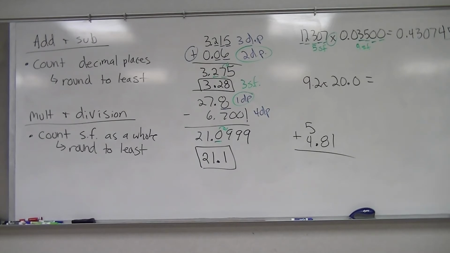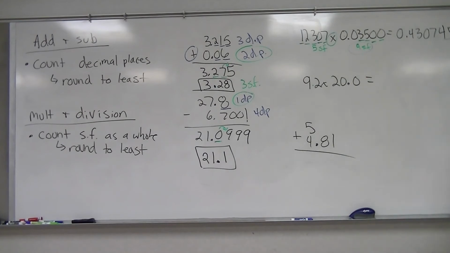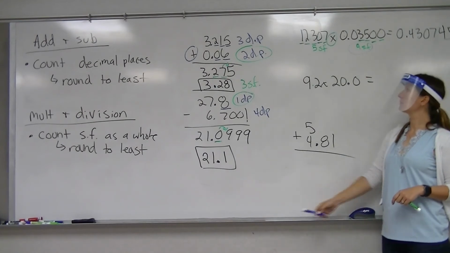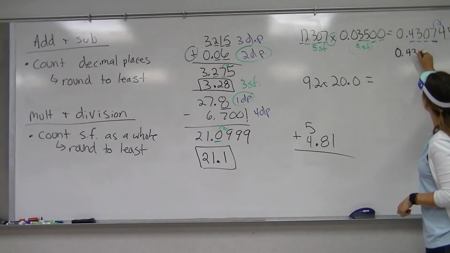So pick the smallest of the two. What's smaller, 4 or 5? 4. So we want to have only 4 significant figures in our answer. So we're going to start at our first non-zero number to start counting those 4. So we're starting at the 4. So that's 1, 2, 3, 4. So I'm going to stop at the 7. Look at the number next to it. In this case, is it going to stay a 7 or is it going to round up to an 8? Well, it has a 4 next to it, so stay the same. 0.4307.